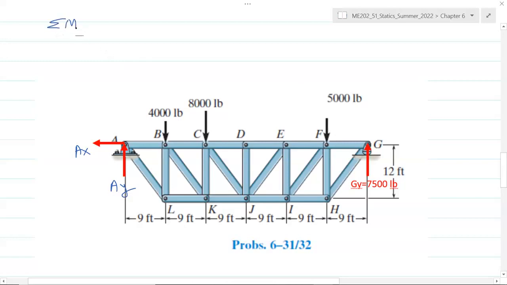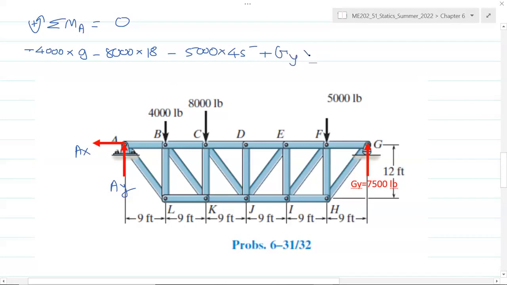When you apply the sum of moments at A for the entire truss equal to 0, counterclockwise is positive. We need to include the moments because of the 4,000, 8,000, and 5,000 pound loads about A, and their distances are given here. They all are clockwise, so negative. So 4,000 multiplied by 9, minus 8,000 multiplied by 18, minus 5,000 multiplied by 45. Now the moment of GY about A is counterclockwise. See this counterclockwise motion here? So that's positive. So it's GY multiplied by its distance, 36 feet, equal to 0.